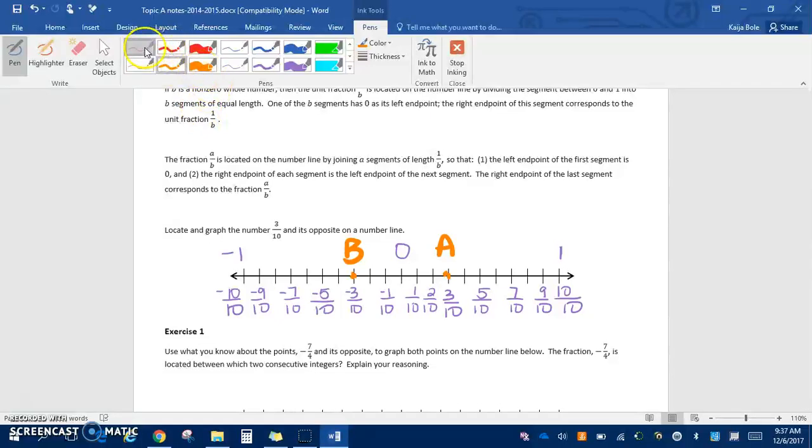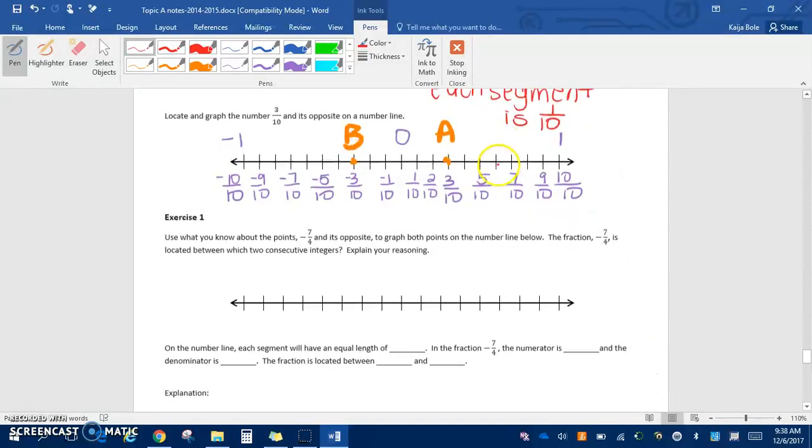Alright, so I want you to write yourself a note here that each segment is 1/10. Alright, so that's all we need to do for that one.